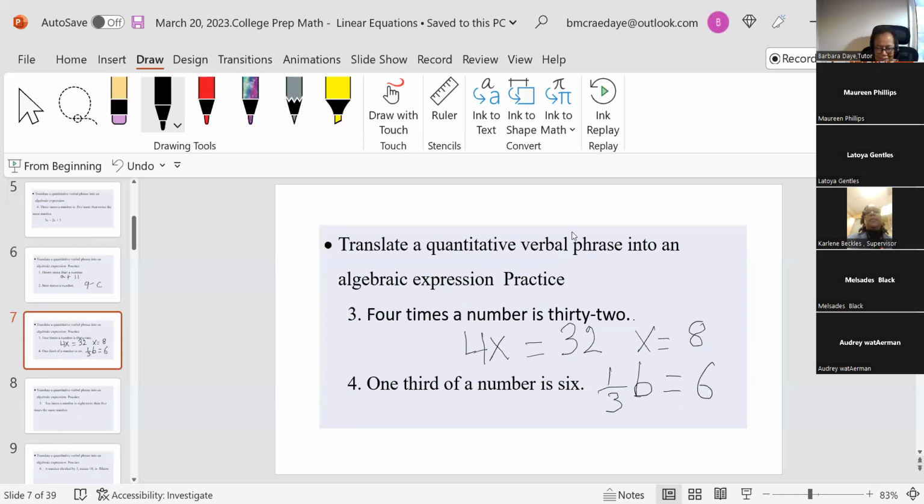See, Mercedes, how you did that? 1/3 of a number you call B equal 6. Audrey, you okay on that one? Yeah. Even if it's a fraction, you can just put the fraction, then put that the number is equal, and then put 6.